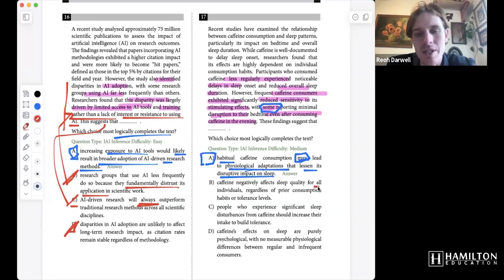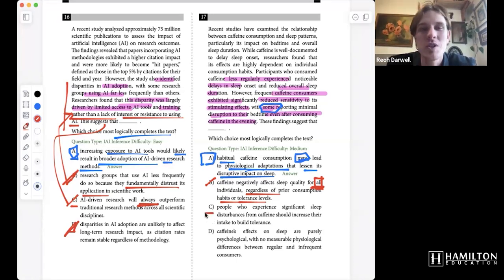Whereas B shows the opposite, right? This is a too extreme distractor: sleep quality is reduced for all individuals, regardless of habits or tolerance levels, right? By having "all" here, that is a too extreme distractor. Might also be a baggage distractor if this is something your parents are always like, doesn't matter how much you're with caffeine, no caffeine before 2 p.m. or after 2 p.m. All right.